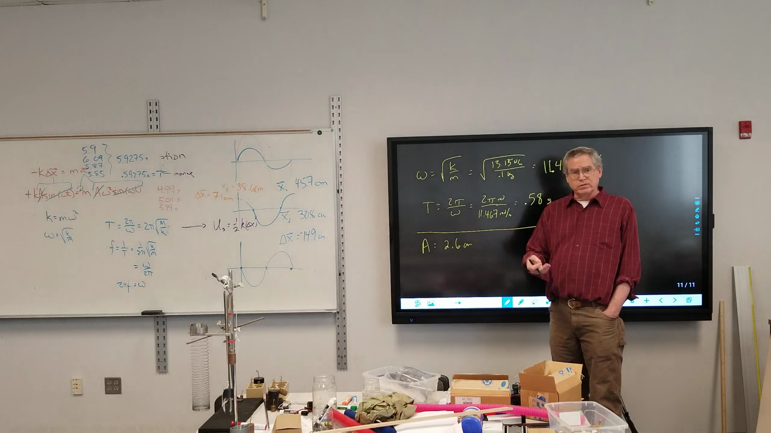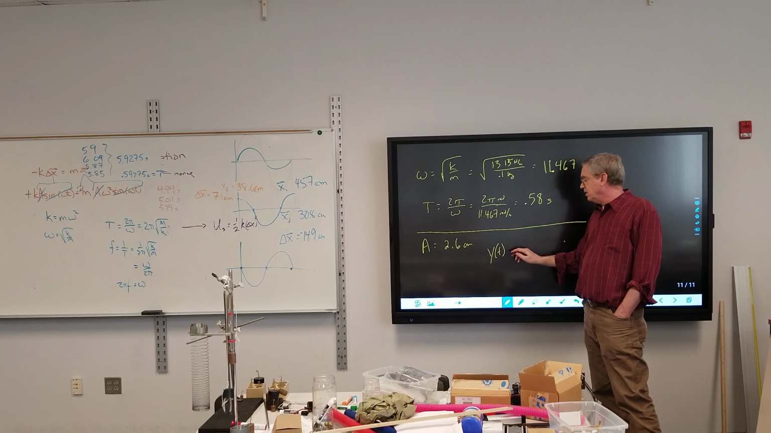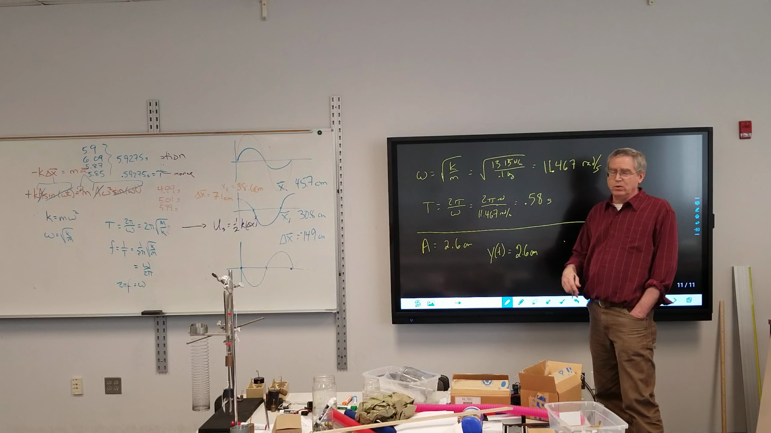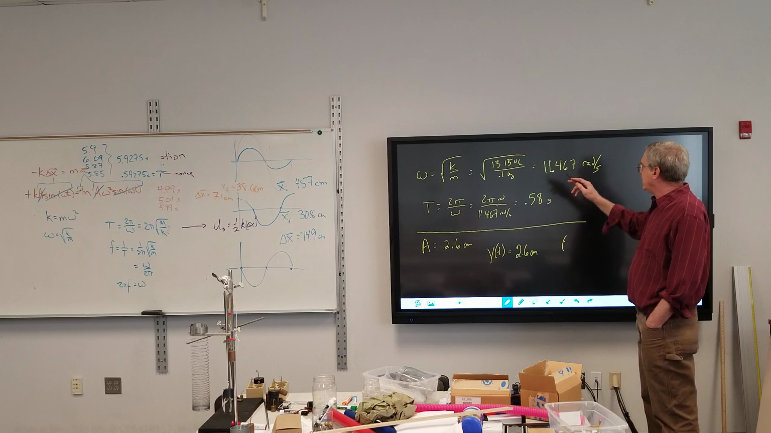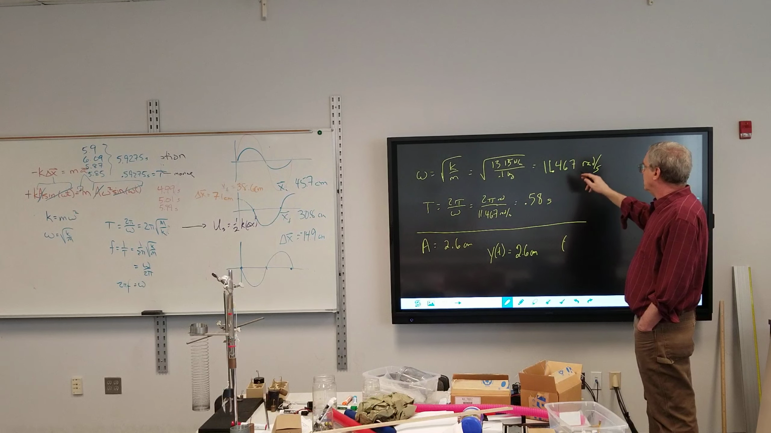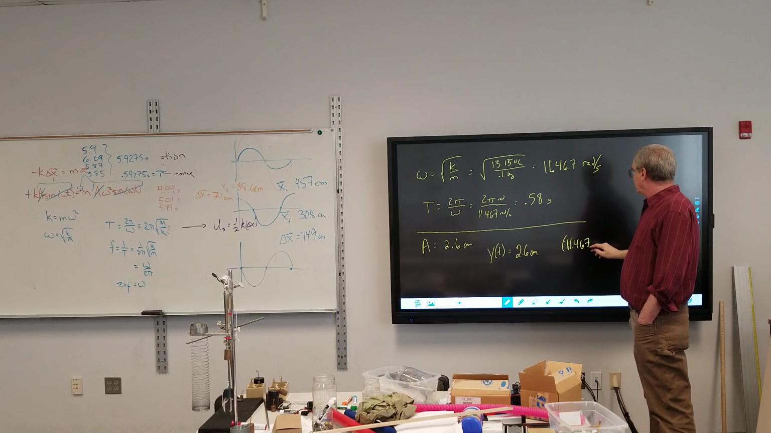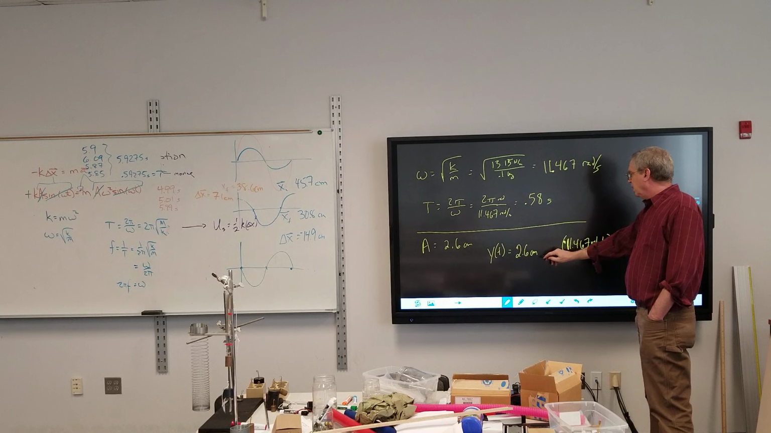Now, if I wanted to model the oscillation up and down, with y being up and down, y as a function of time is equal to my amplitude, 2.6 centimeters, or 0.026 meters, times a trig function times my omega, which we calculated to be 11.467 radians per second. What trig function should I use?